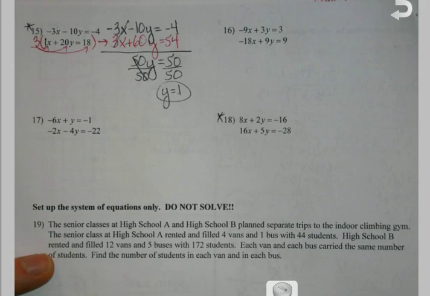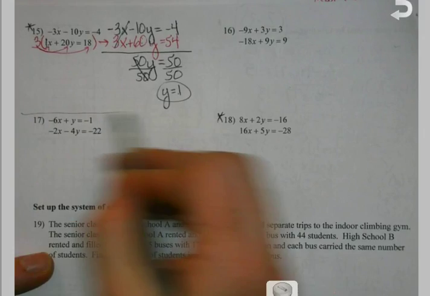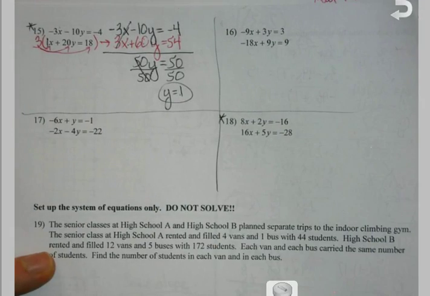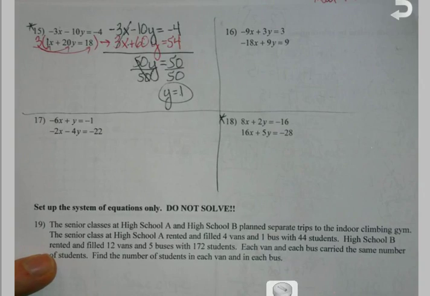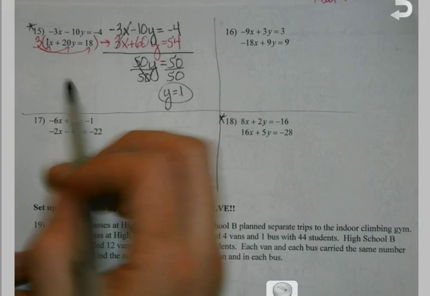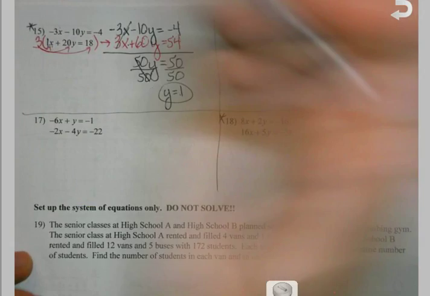Now I still have my second step that I need to do. I still need to know what x is, so I am going to keep doing what I've been doing all along. I'm just going to keep going with the top one. Now some of you may say, well, the bottom one looks easier. I say go for it then.